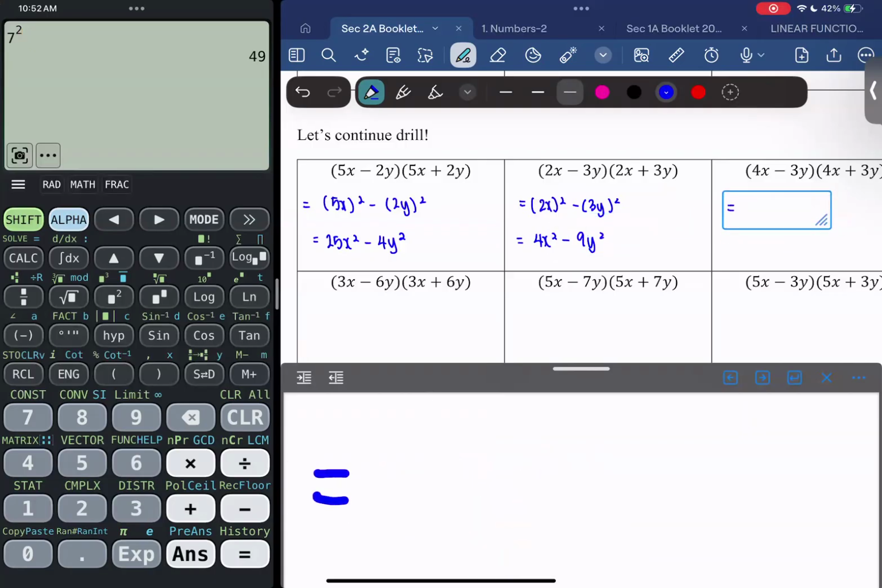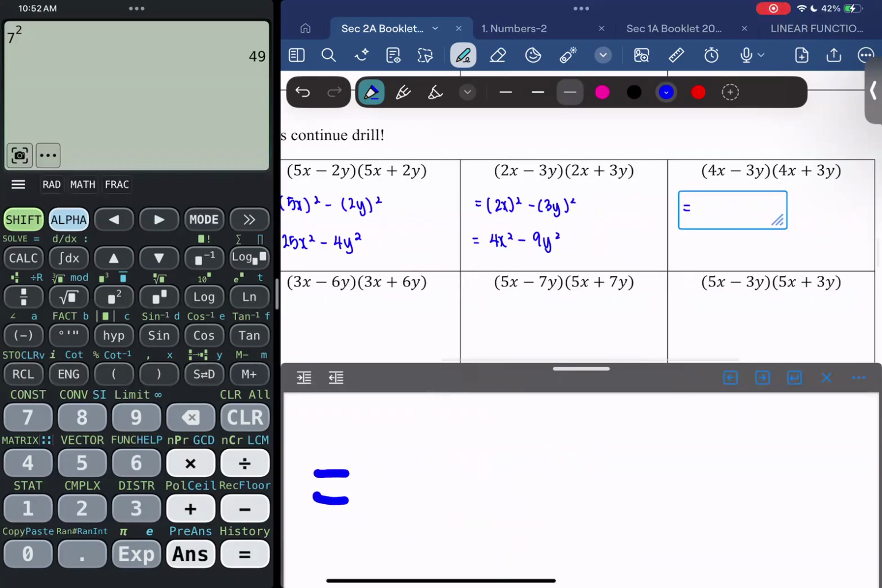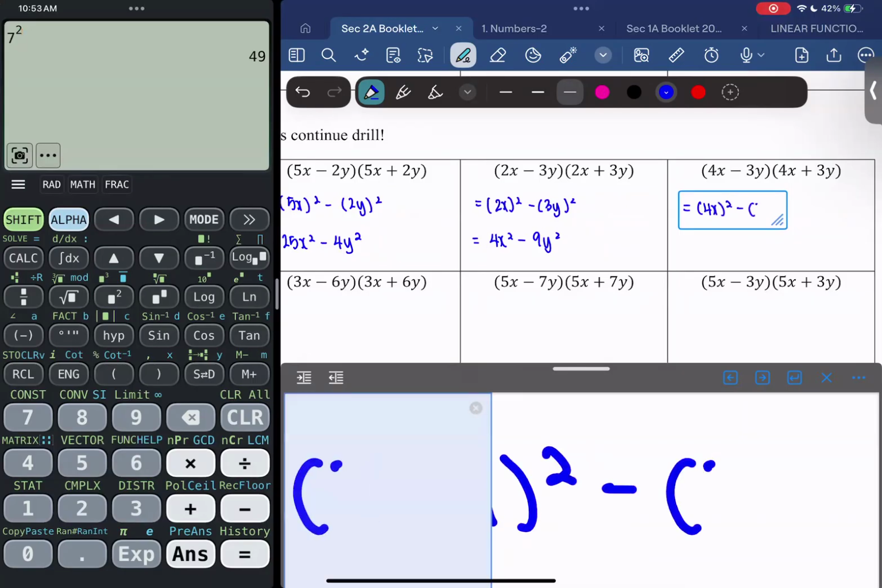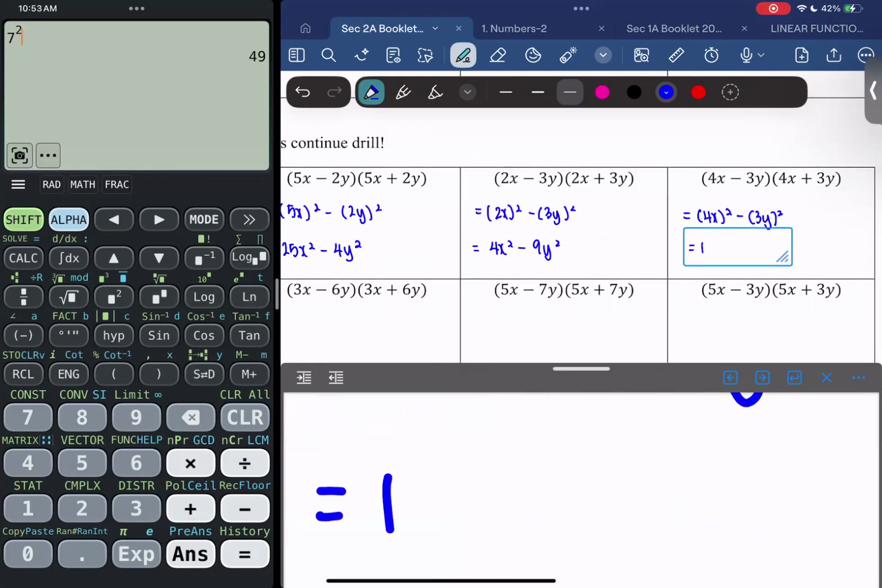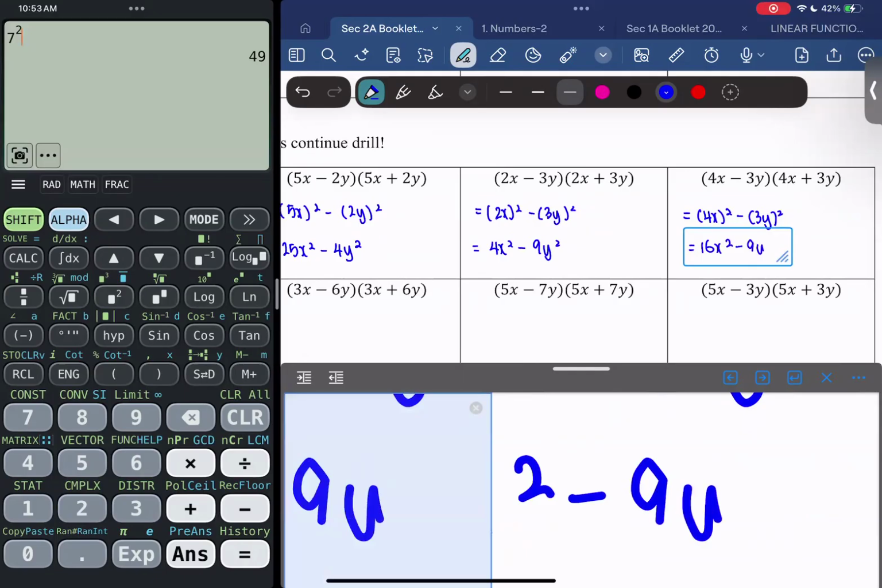Next, Asher. 4x squared minus 3y squared is 16x squared minus 9y squared. Yeah. Chen Yi.